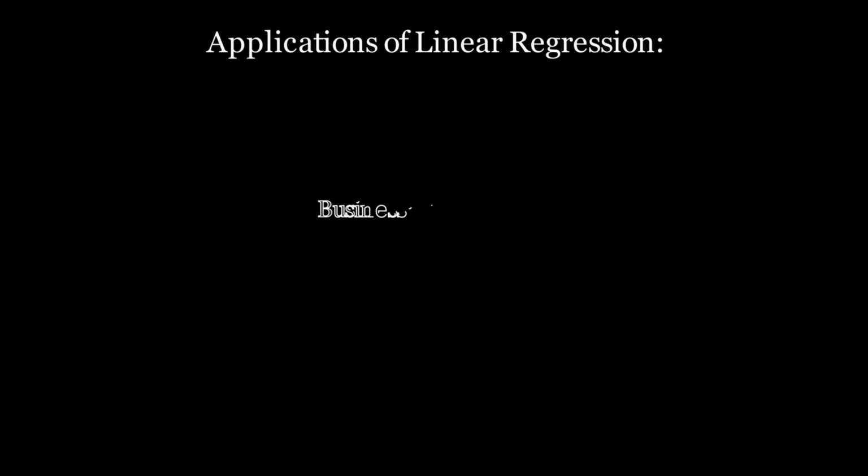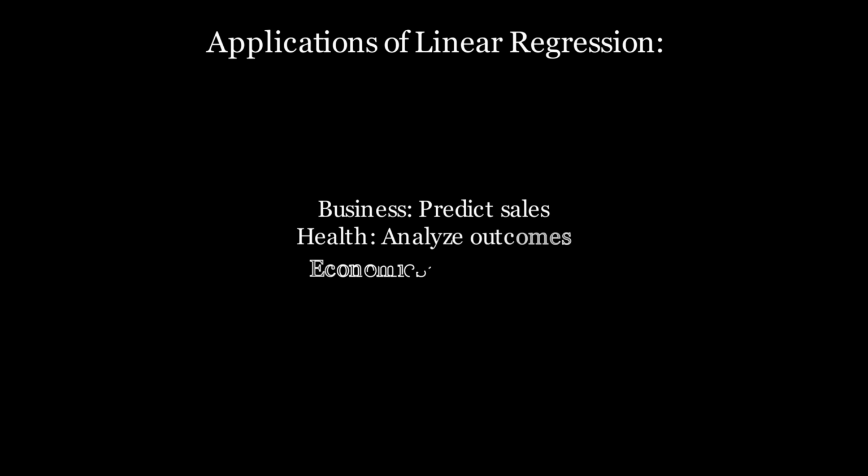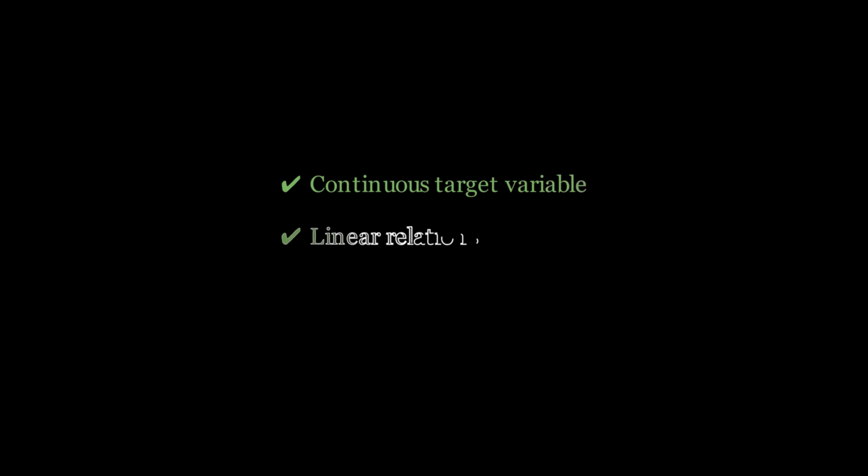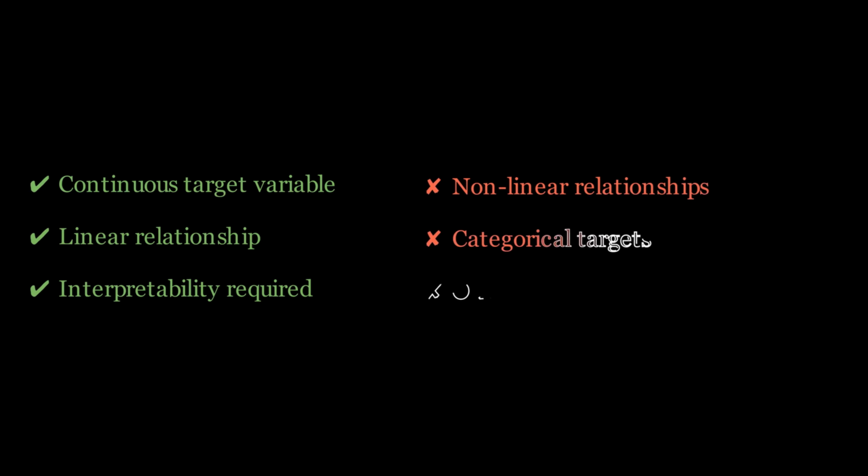Linear regression is widely used in various domains, such as predicting housing prices, modeling stock market trends, estimating sales revenue, and understanding the effect of advertising on sales. Linear regression works best when the relationship between variables is linear, the target is continuous, and assumptions like normality of residuals and no multicollinearity hold true. However, linear regression is unsuitable for nonlinear relationships, categorical targets, or datasets with significant outliers.